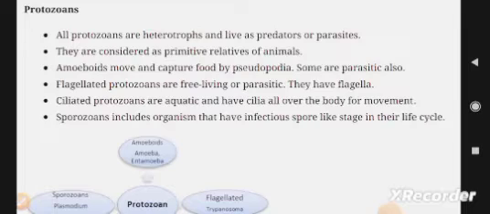All protozoans are heterotrophs and live as predators or parasites. They are considered as primitive relatives of animals. Amoeboids move and capture food by pseudopodia. Some are parasitic also. Flagellated protozoans are free-living or parasitic.